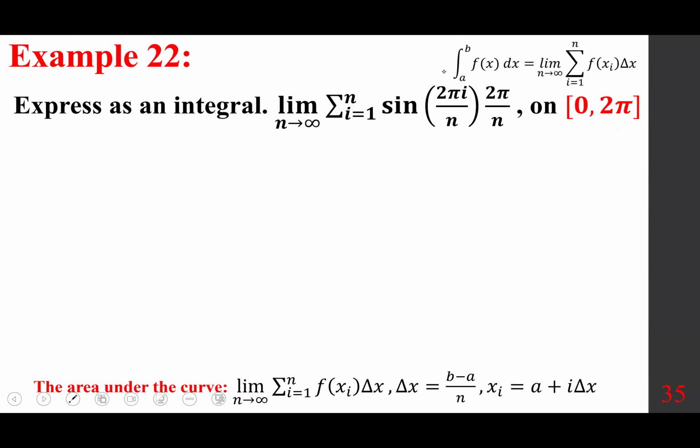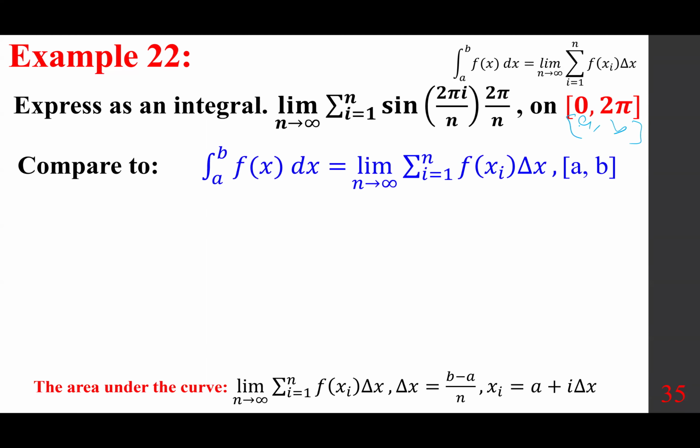Now, this example, expressed as an integral, is the limit as n goes to infinity of the summation of i going from 1 to n of sine of 2 pi i over n times 2 pi over n, on the interval of 0 to 2 pi. First and foremost, and quickly, this means a to b. So we can see a is 0 and b is 2 pi. So let's compare these two.